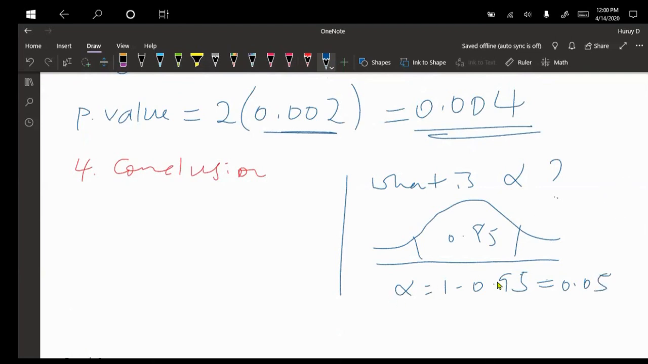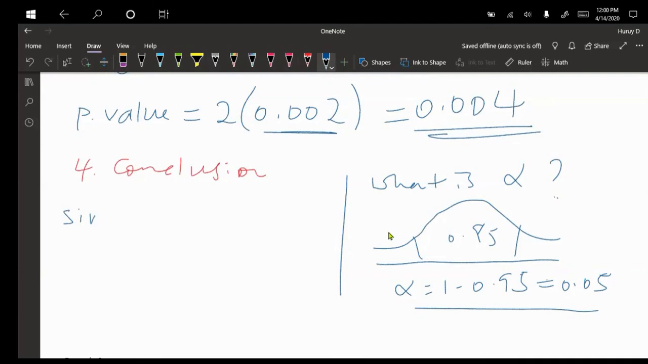Okay, therefore my alpha is this value. Now we compare this alpha and my p-value. Already I have p-value here, I have alpha here. Which one is greater? Of course, the alpha is greater. And what do we say when alpha is greater?